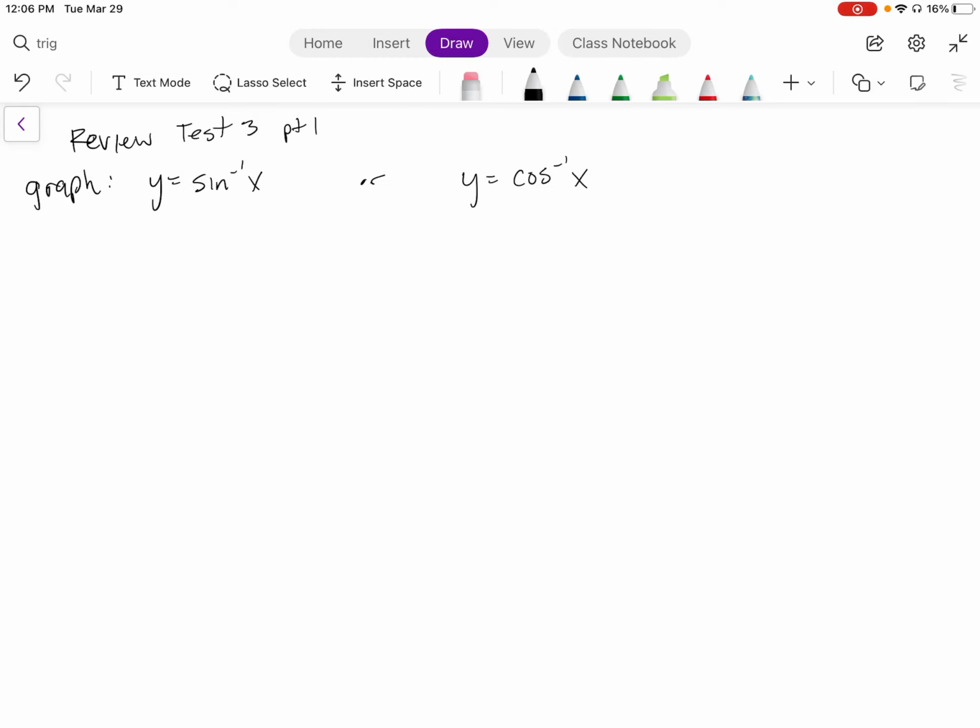All right, let's take a look at test three, some of the review here. So I included, first off, two other videos with the essay questions. One, derive the law of sines, and then you're going to use that to solve a problem. And then the second essay question is to derive the area of a triangle formula, the trig form of it.